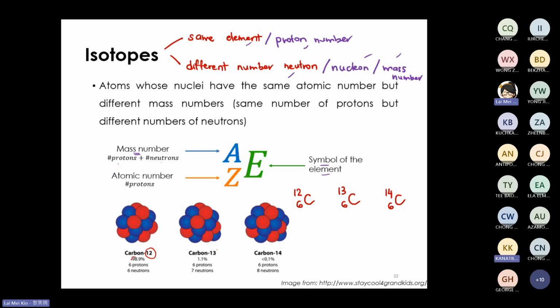From here, what is this percentage referring to? 98.9, 1.1, and less than 0.1. Abundance, yes. What does abundance show? How often you see it in nature. When carbon 12 has 98.9%, it means it is the most abundant. Let's say you pick up one carbon atom, 98.9% it will be carbon 12. All right, understanding the symbol.